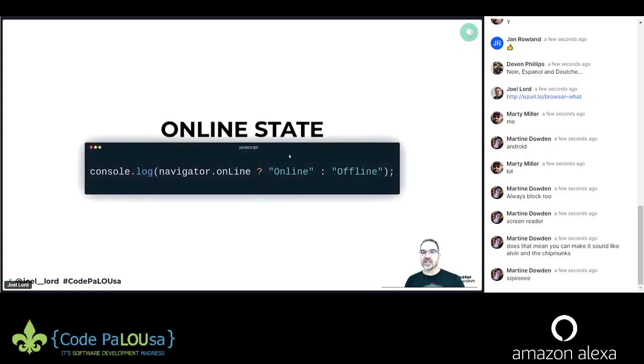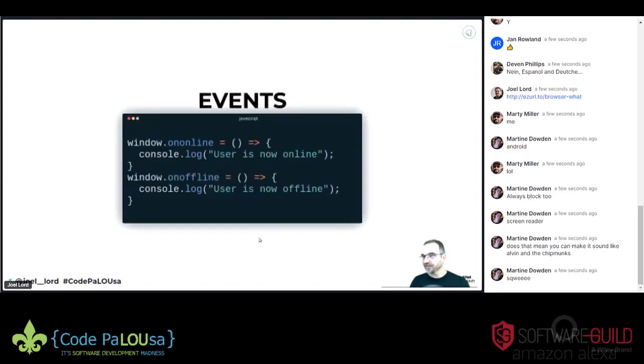Online state is part of the navigator object. Now note the weird syntax here. It's a capital L. I never wrote online like that. I don't know why the API did it like this, but you can detect if the user is online by just checking the property. It'll give you a true or false. So it's a Boolean. You can detect if the user is online or offline. You also have the associated events, so window.ononline and window.onoffline, so you can detect if the user goes online or offline.